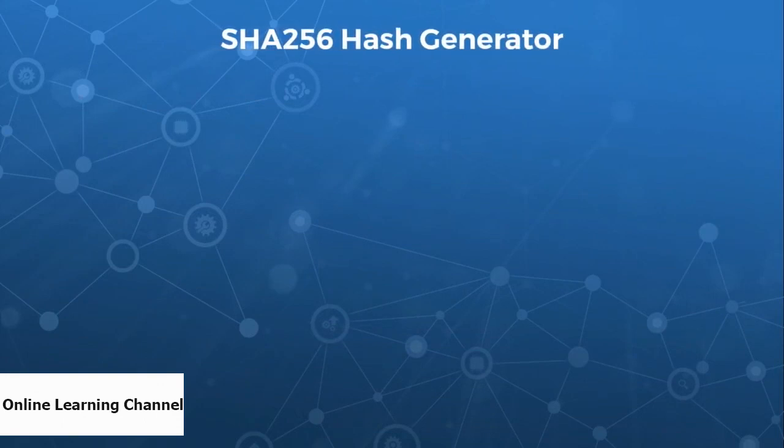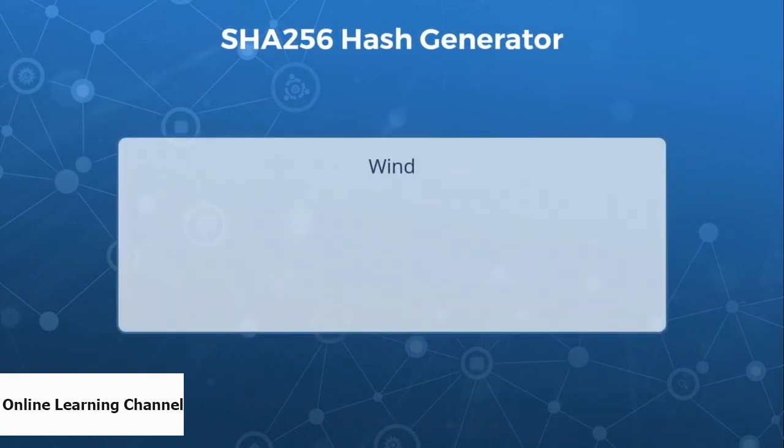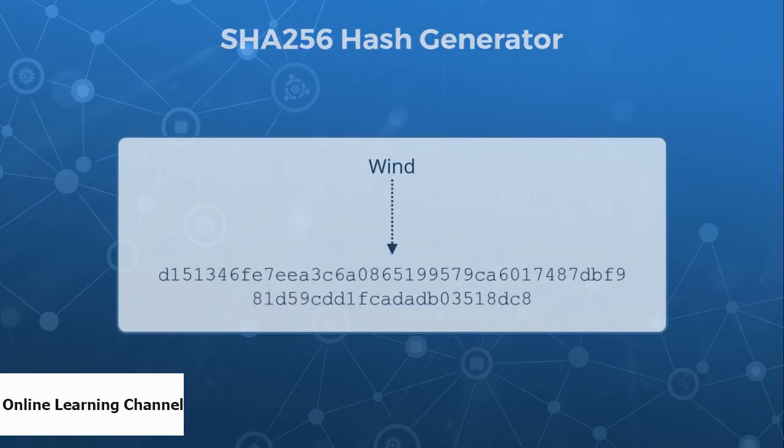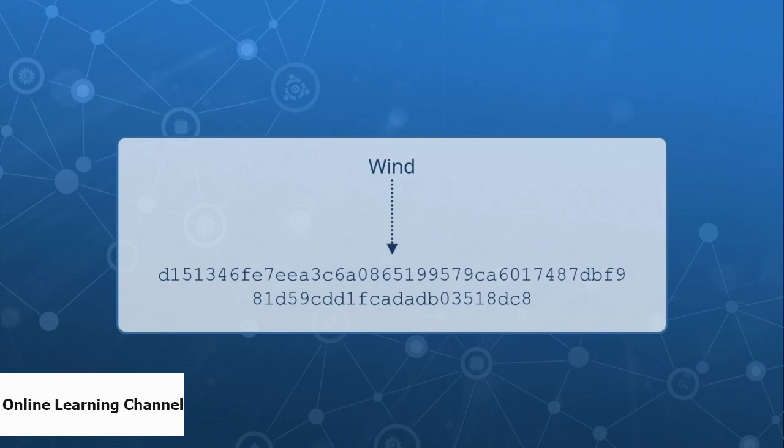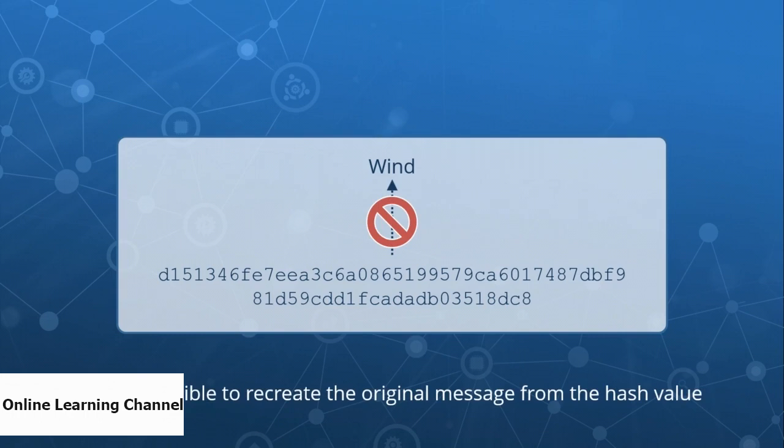Well, consider the string wind with an uppercase W. Using a SHA-256 hash generator, which is freely available on the internet, we can calculate its hash value, and this 64 character string which you see below is what is produced by the algorithm. Given SHA-256 is a cryptographic hashing algorithm, there is no way to recover the value wind, which is the original input, from simply the output hash value.